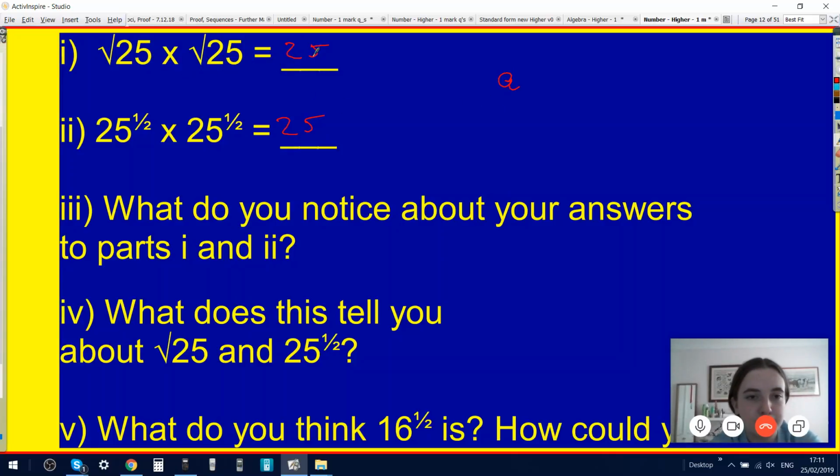Something times itself gives you 25. Something else times itself also gives you 25. So these two must be the same as each other. That shows you that a number to the power of a half is the square root of that number. 16 to the power of a half. Square root of 16, so 4. Yes. Fine.